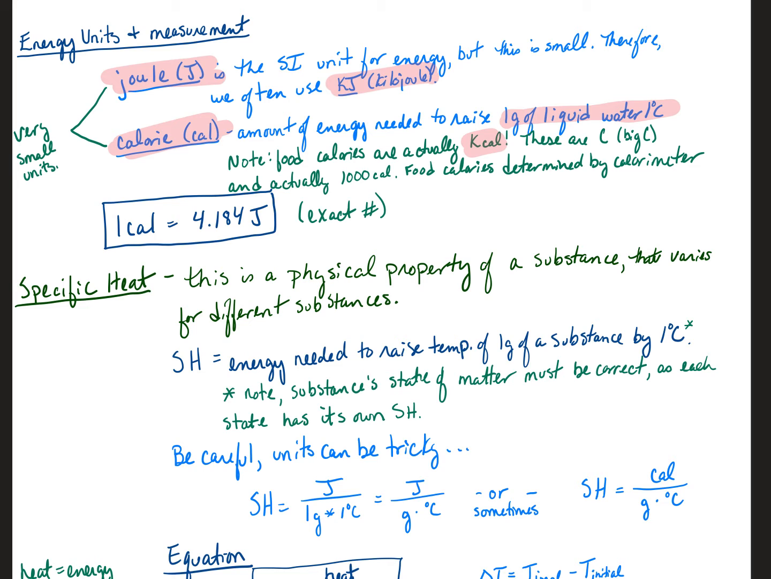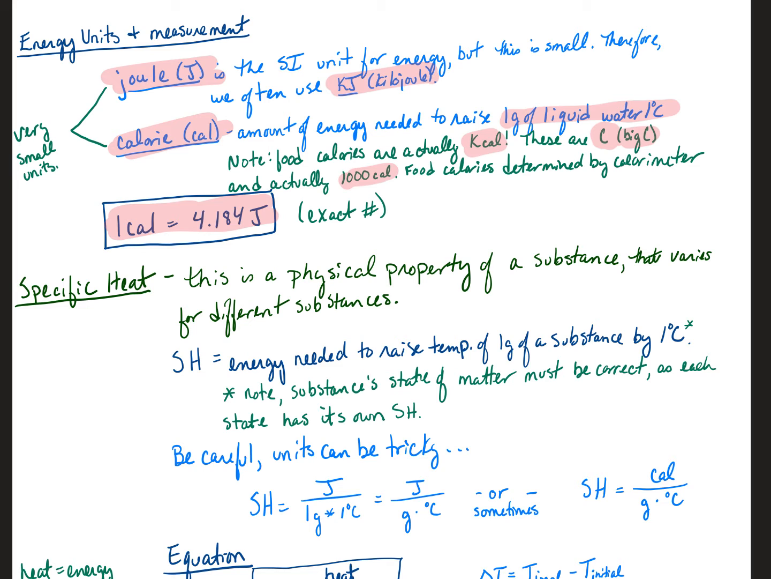And a lot of times what we do is we just abbreviate this with a big C instead of little cal. So that's a big C. That's actually 1,000 calories. So it would be defined as the amount of energy needed to raise 1,000 grams of liquid water by 1 degree. So 1 calorie is equal to 4.184 joules. That is an exact number, so you don't need to worry about that when you're calculating things.